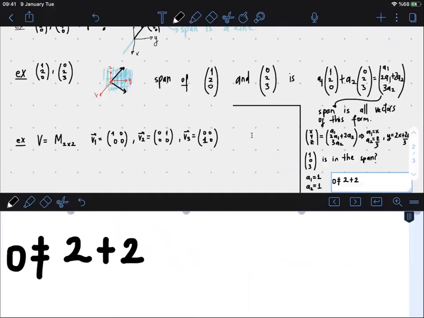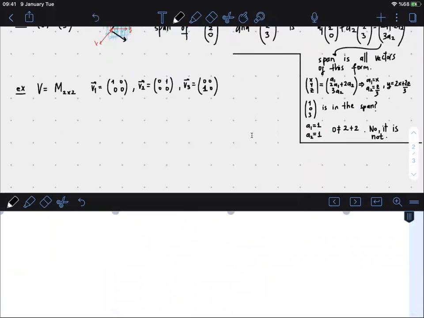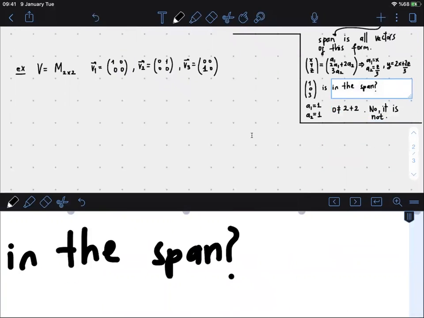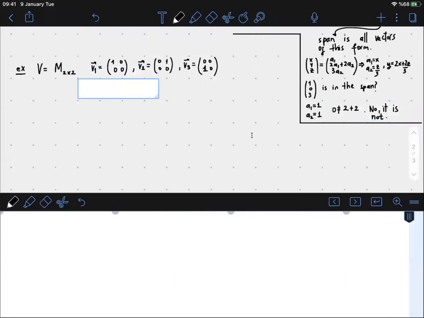Okay, let's write: no, it's not in the span. So the span is not the whole of R3. Let's go back to this example. Now we're working in the vector space of matrices. We took, let's say, 3 vectors. Vectors here really means matrices. Vectors in the vector space of matrices are really matrices.